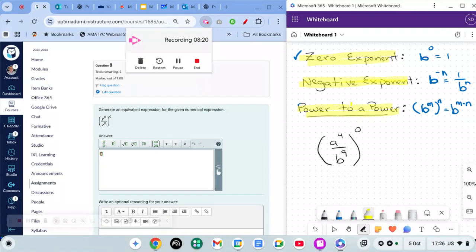So like I said in the previous problem, when the exponent is 0, any base to the exponent 0, the final answer is going to be 1. So all of this, everything in the parentheses, is raised to the 0 power. But by the zero exponent rule, that will be 1. And that's it. That's how you do this assignment.